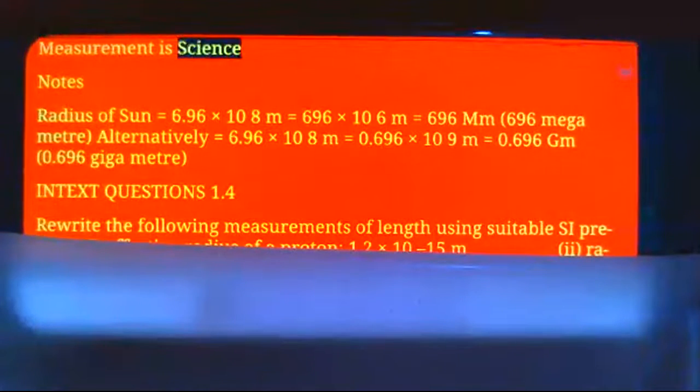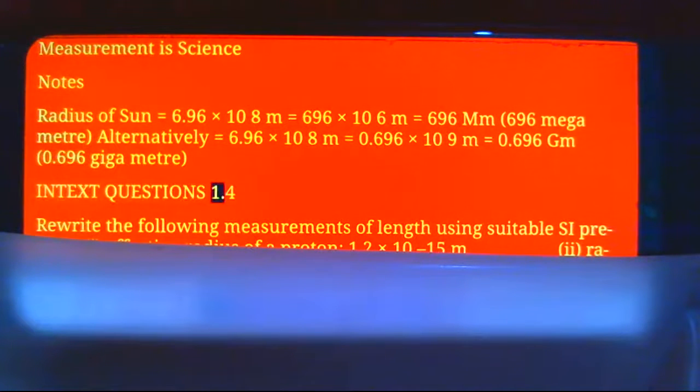Radius of the sun equals 6.96 times 10^8 m, equals 696 times 10^6 m, equals 696 megameters. Alternatively, 6.96 times 10^8 m equals 0.696 times 10^9 m, equals 0.696 gigameters.